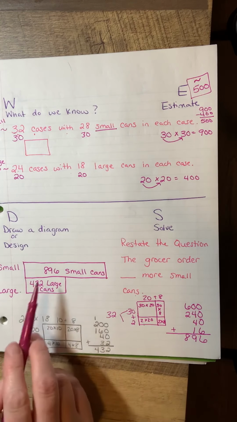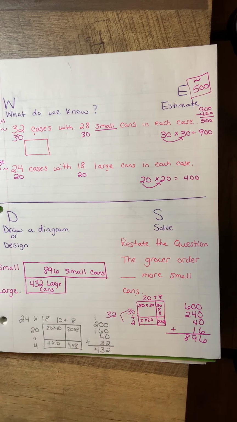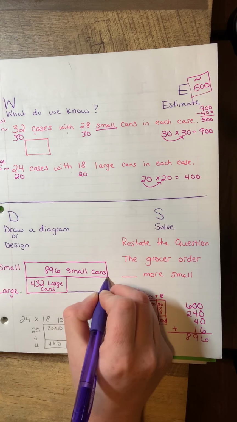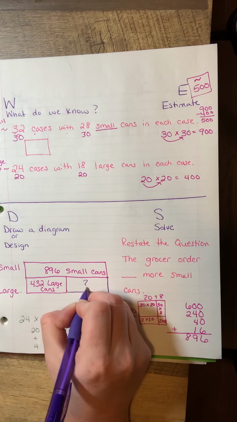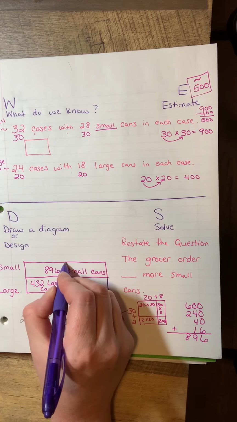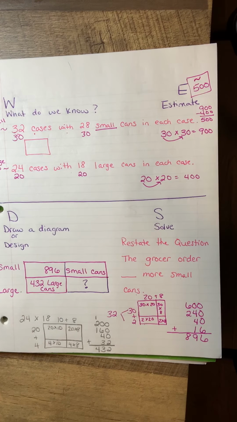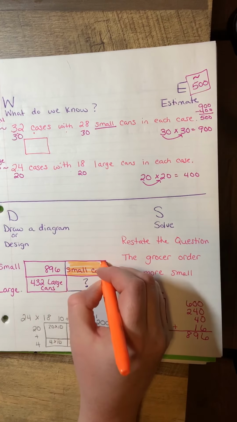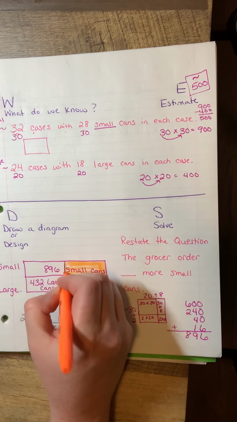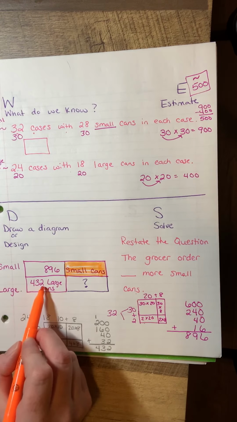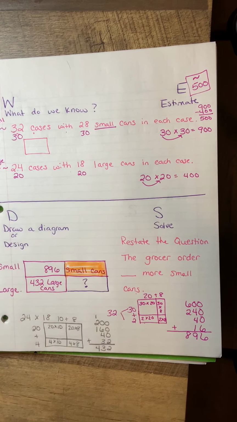The next step, my friends, is to look at how many more. The how many more on my model is this section right here. I need to know what is missing. How many more are there in the small can section? I need to know how much this section right here is worth. This is the more. This right here is the part that is equivalent. So 432 of 896. So I need to know how many more small cans there are.